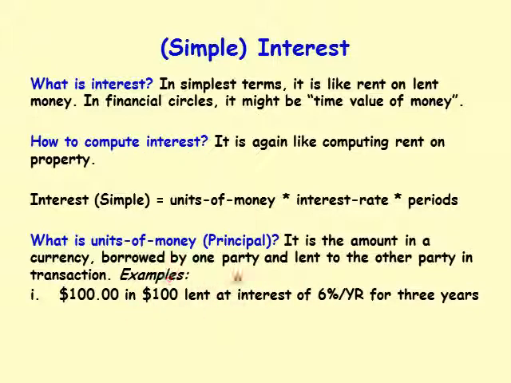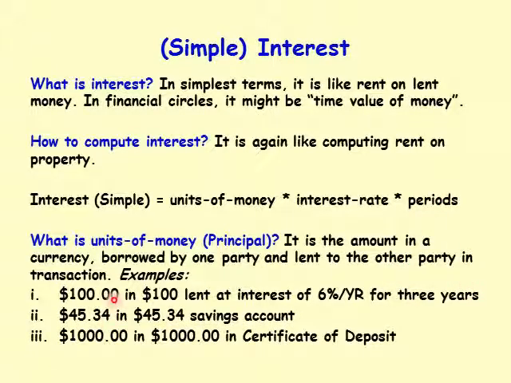Here are the units of currency, $100. Here's the interest rate, 6% a year. Here's the number of years, 3 years, so the number of periods is 3. Another example is $45.34 in a savings account; that amount is the principal. Or $1,000 in a certificate of deposit. A certificate of deposit is a time deposit, and I believe in India they call it a fixed deposit.